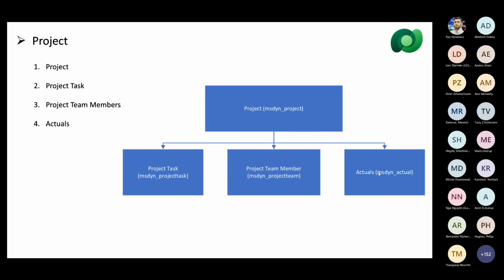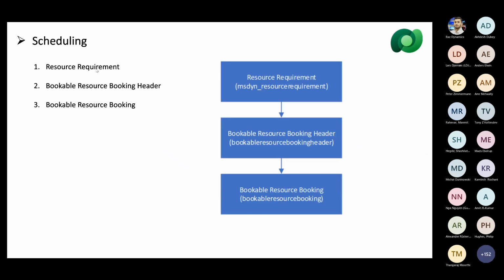But how did the actuals get created? To continue from this point, we'll go to our next point, which starts a little behind, from the scheduling piece. In scheduling, the 3 most important entities are resource requirement, bookable resource booking header, and bookable resource booking. I'll quickly walk through what these entities are. Again, these are MS_ resource requirement, bookable resource booking header, and bookable resource booking. Whenever you create a booking, these 2 records are created alongside. But what you actually schedule is a resource requirement record.